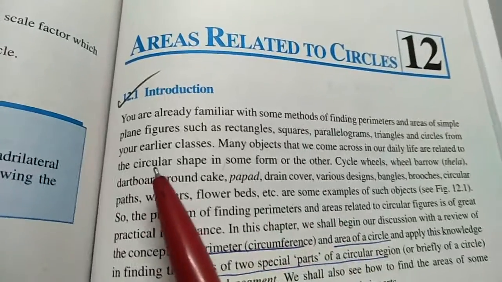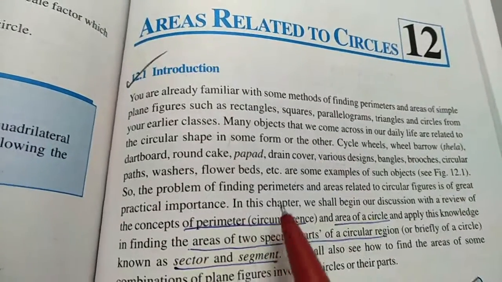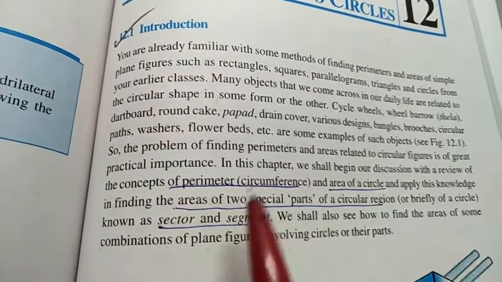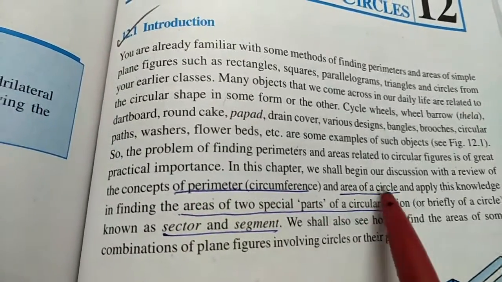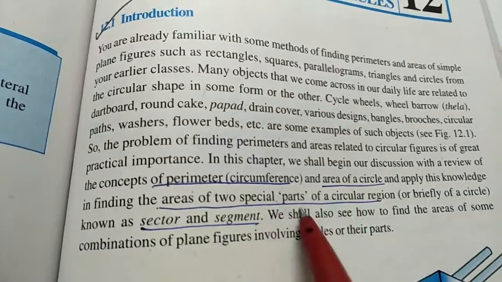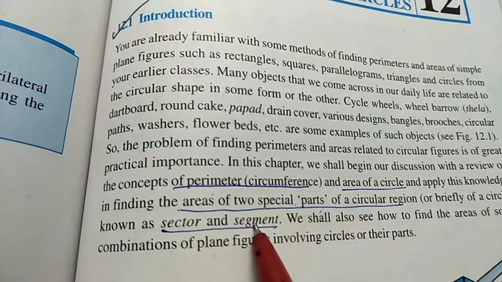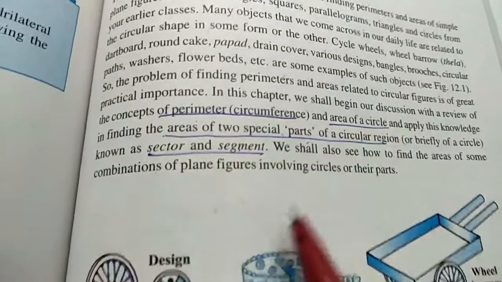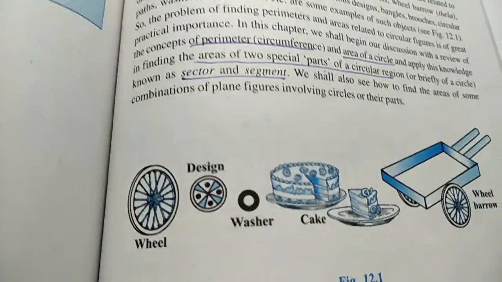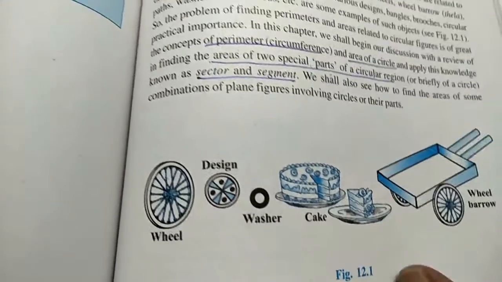Now, we have already seen in the earlier classes what is perimeter. That is the circumference of a circle, area of a circle, then two special parts of the circle, that is sector and segment. Now, let us further study the combination of all this in this particular chapter. Just turn the page.